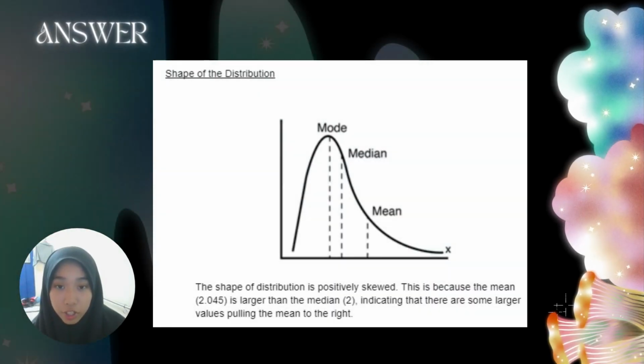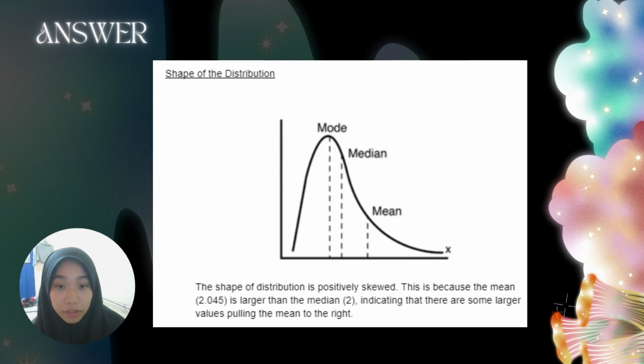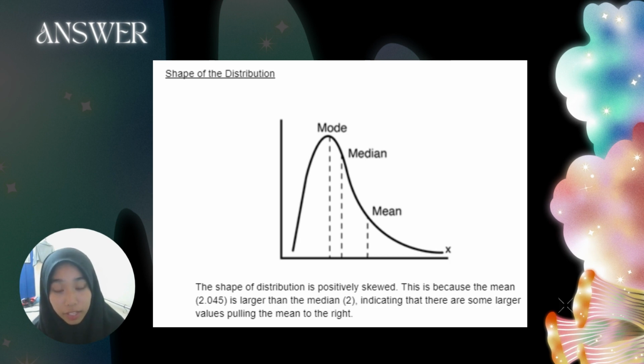So this is the answer for the shape of the distribution. Based on the ungrouped data given earlier, the shape of the distribution is skewed to the right, or positively skewed. Okay, this is because the mean 2.045 is larger than the median, which is 2, indicating that there are some larger values pulling the mean to the right. So what it means is the mean is higher than the median. So if the mean is higher than the median, it pulls the mean to the right. So that's why the shape of the distribution is skewed to the right, and it is positively skewed, not negatively skewed.